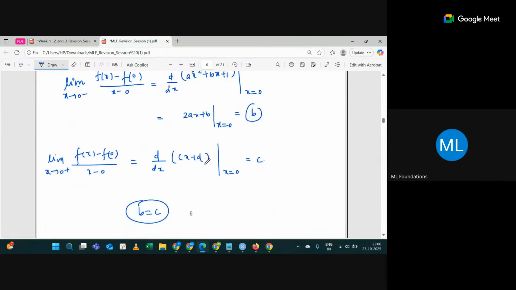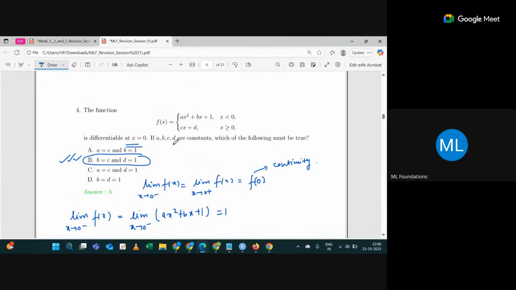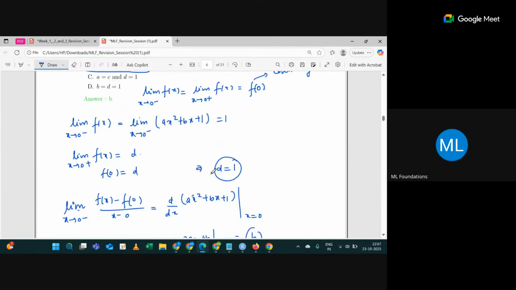See, if you include it, you will get one condition, b equal to c, right? If you use the concept of continuity, because if it is differentiable, that means it is continuous also, right? So by using the continuity concept, we got one condition, which is d is equal to 1. One parameter.